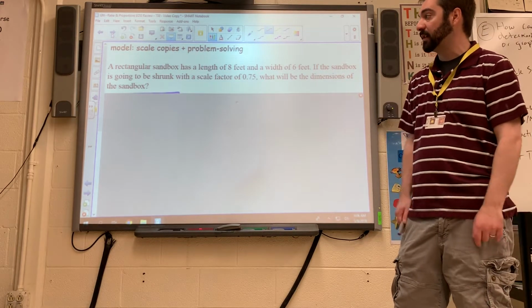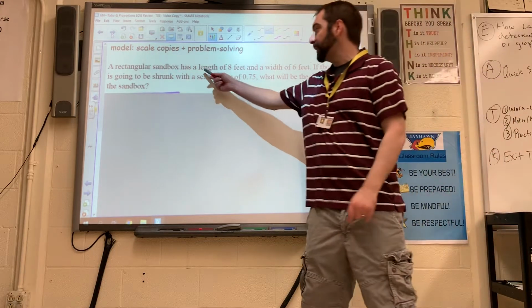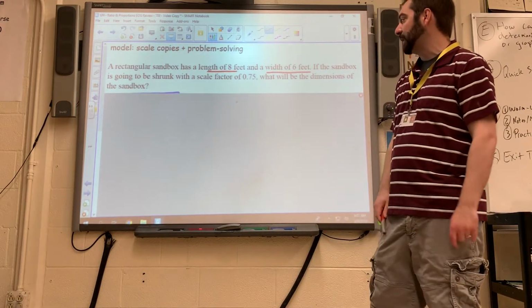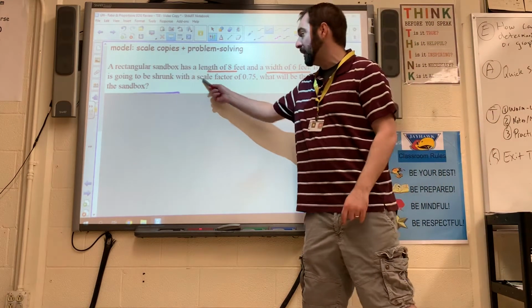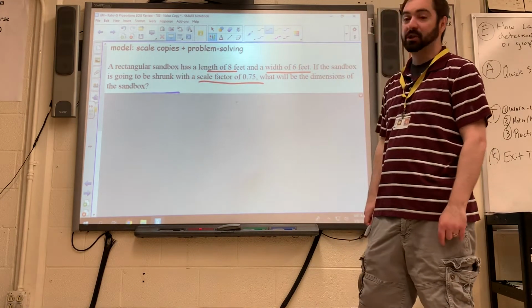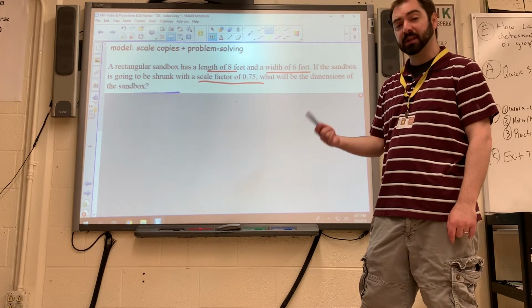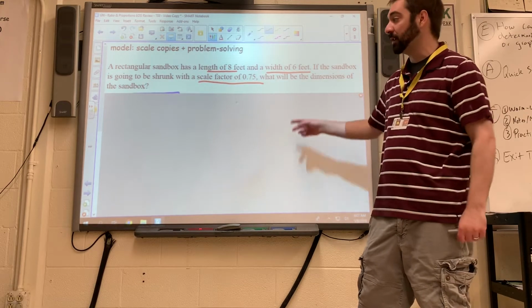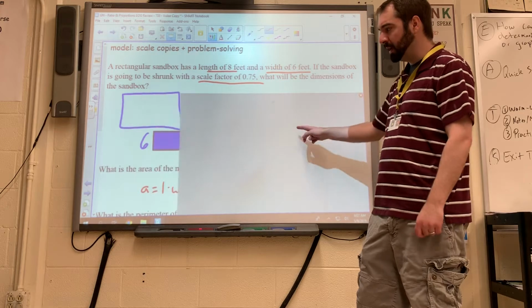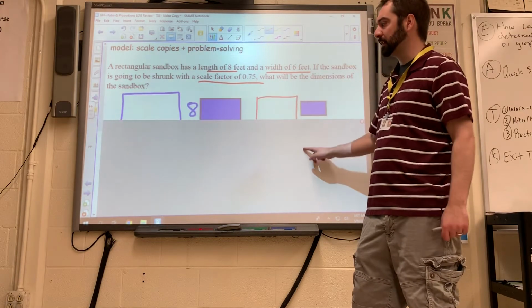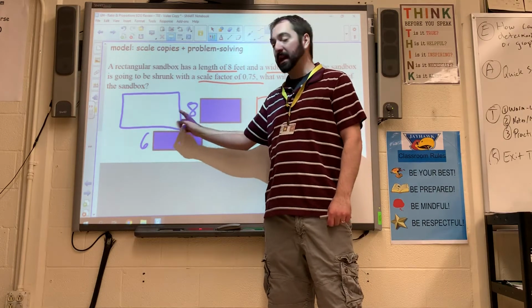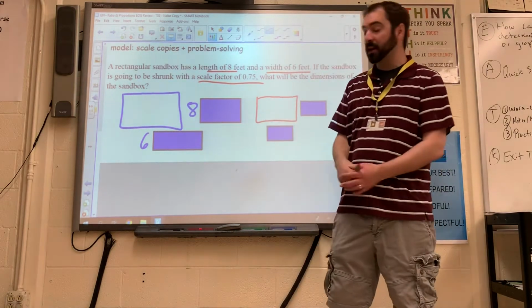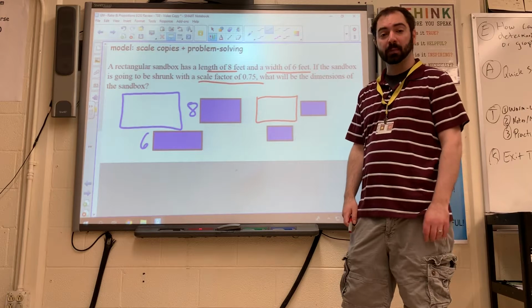A rectangular sandbox has a length of 8 feet and a width of 6 feet. If the sandbox is going to be shrunk using a scale of 0.75, what will the dimensions of the sandbox be? There are a couple of multi-step parts here, but we're going to deal with the first question first. First thing I did, I drew my actual sandbox. I know I started off with a sandbox that was 8 by 6, and then they shrunk it. So all I did was draw a smaller box.